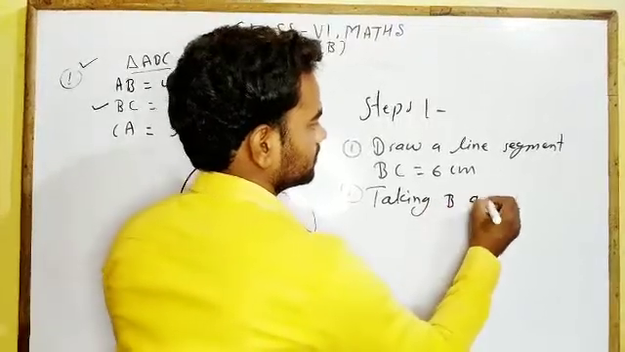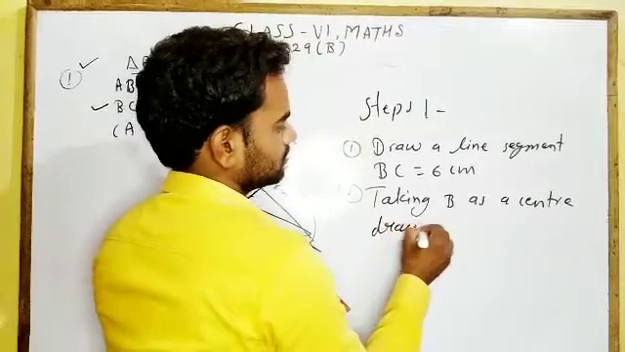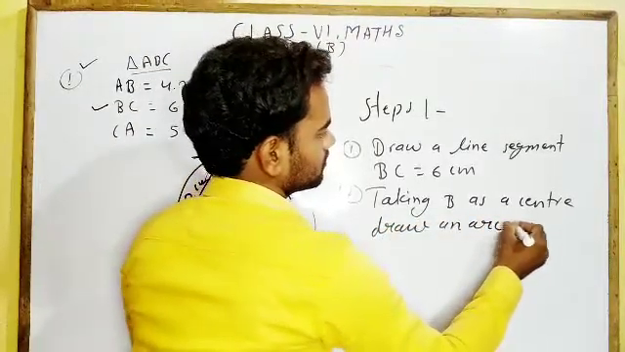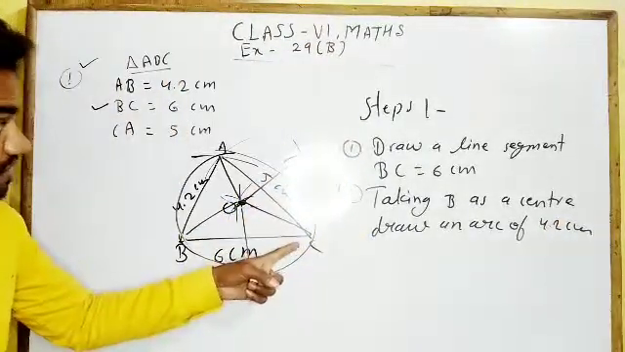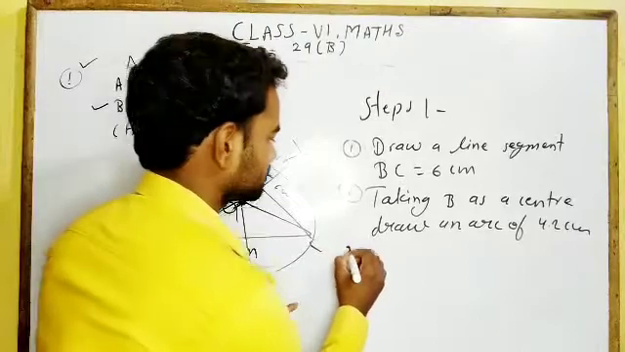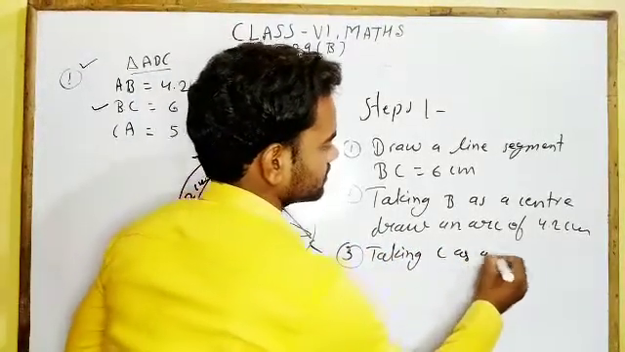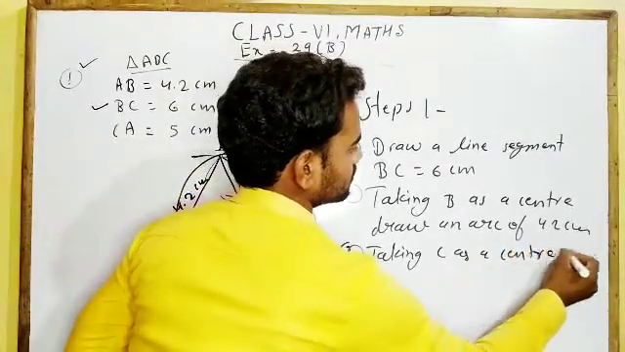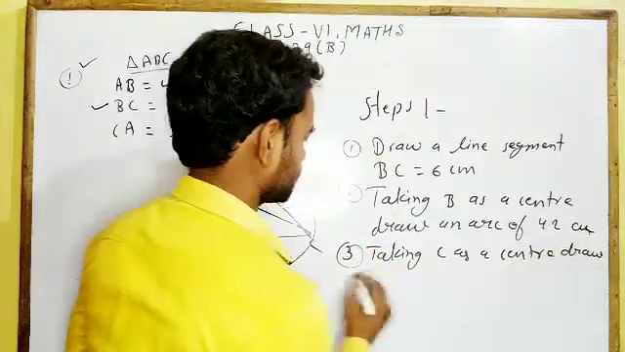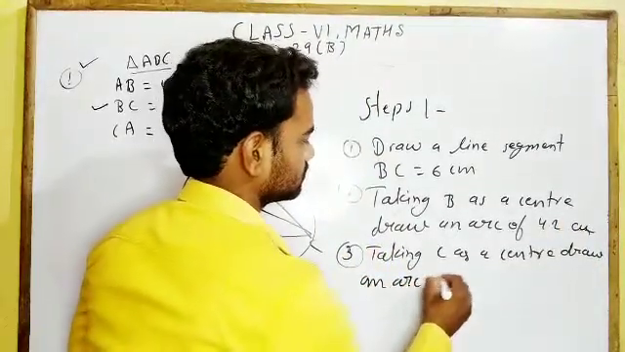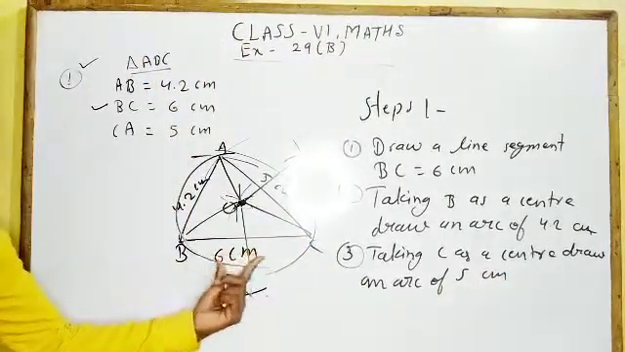Taking B as a center, draw an arc of 4.2 centimeter. Taking C as a center, draw an arc of 5 centimeter. First of all, draw BC equal to 6 centimeter.